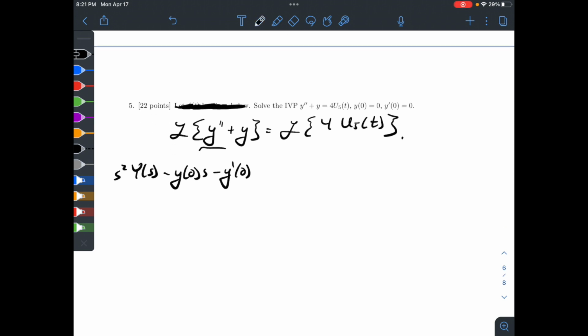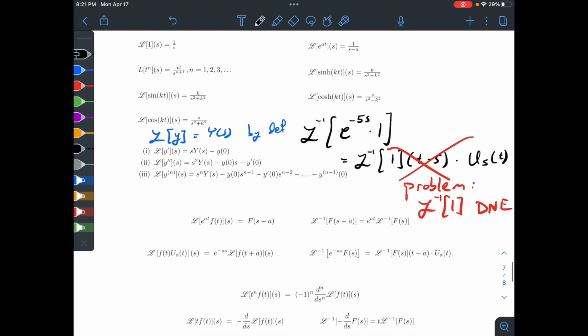So that's L of y double prime. Now we add L of y. What's L of y? It's just capital Y of s. Okay. Then on the right side, we have the Laplace transform of 4 times u sub 5 of t.